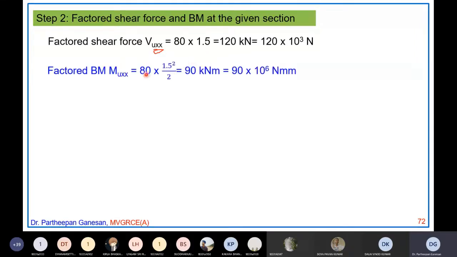Similarly, the factored bending moment at the section, Mu,xx equal to w x square by 2. W is 80, and the right side span is only 1.5. So 80 into 1.5 square by 2. This is coming out to be 90 kilonewton meter, which is 90 into 10 power 6 Newton millimeters. Okay. Any doubts so far? Anybody?